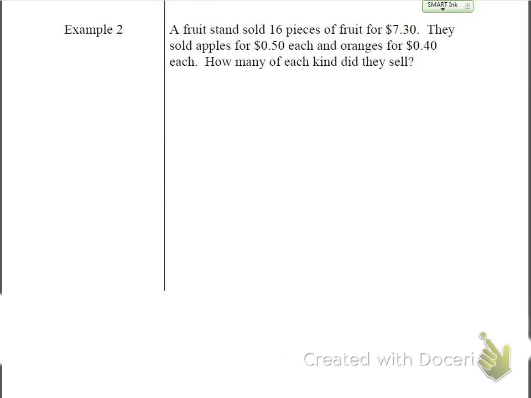So example 2, a fruit stand sold 16 pieces of fruit for $7.30. They sold apples for 50 cents each and oranges for 40 cents each. How many of each kind did they sell? First equation always has to do with the amount of items that we're talking about. So, what variable do you want to give apples? A. Okay. So A equals the number of apples.